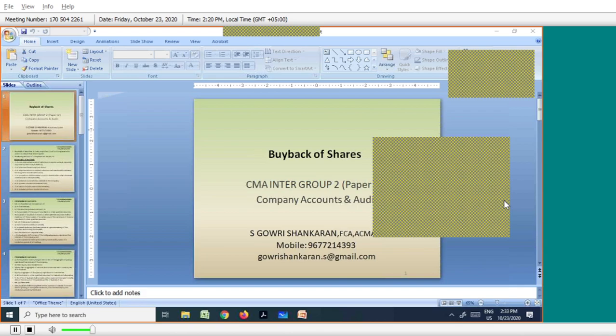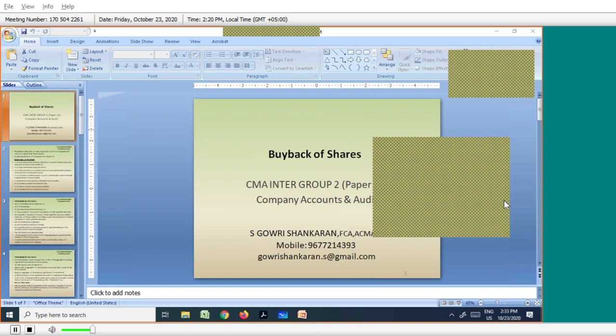Say 1 crore rupees is my share capital amount. I have 1 lakh shares in my company. 1 lakh into 100 is 1 crore. So 1 lakh shares I have presently. Now I am going to buy back 25,000 shares, which means my share capital will be reduced to 75 lakhs.